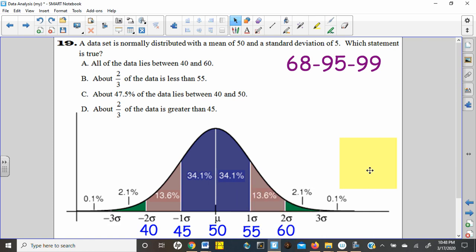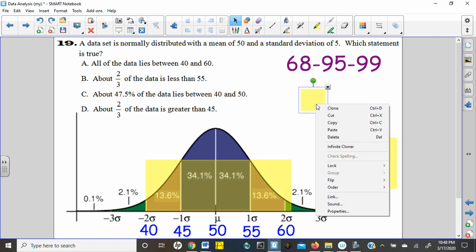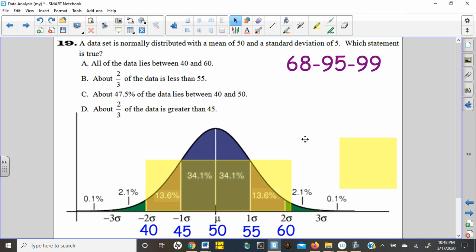All the data is between 40 and 60. All the data. That might be a bit of an overstatement. I would say most of the data is, because remember, two standard deviations is 95%, but 95 is not all. 95 is not 100%, so that is not going to be correct.